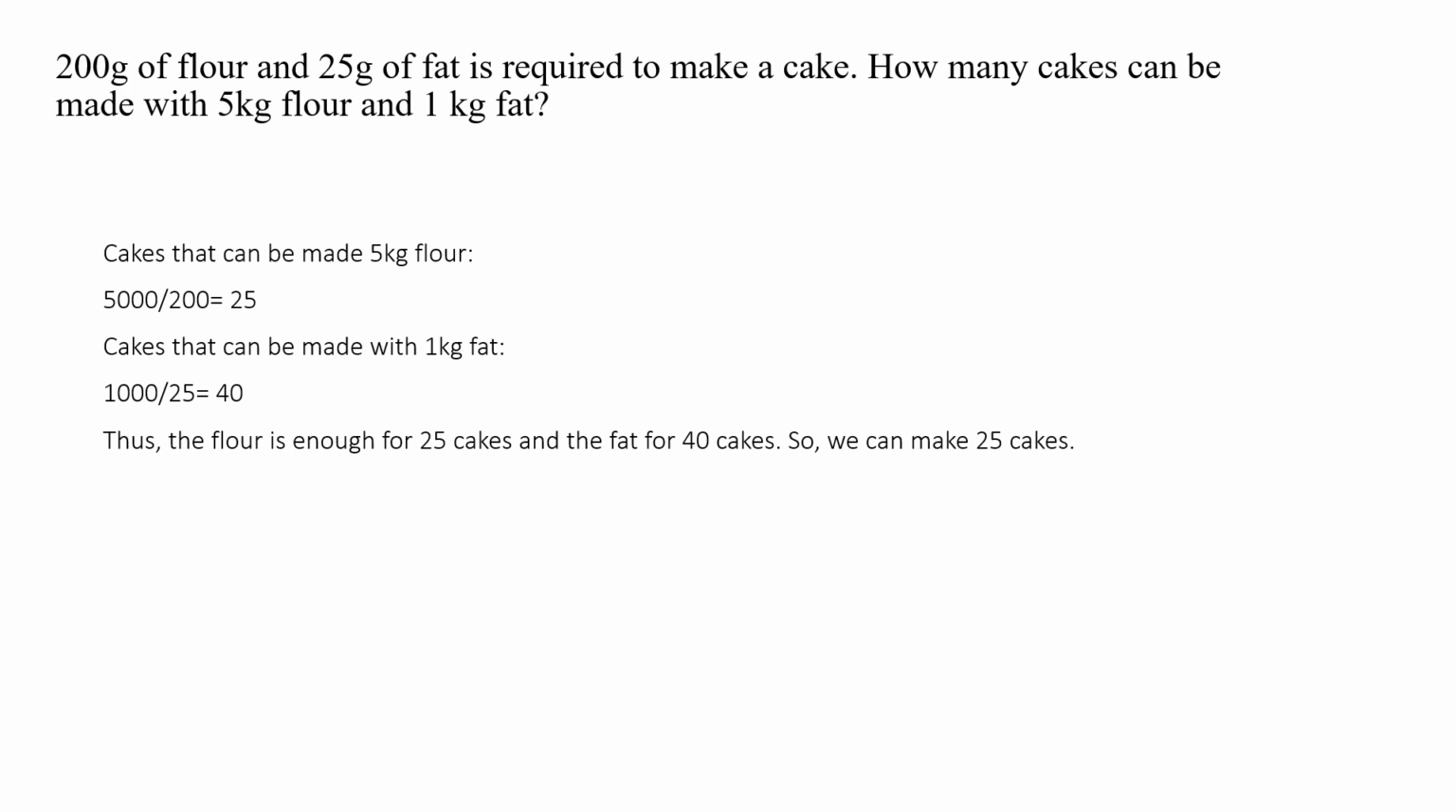Cakes which can be made with 1 kg fat. 1 kg fat again is equal to 1000 gram of fat. Each cake requires 25 gram of fat. So 1000 by 25 is equal to 40. So now we have enough flour to make 25 cakes and enough fat to make 40 cakes. So we can make 25 complete cakes.